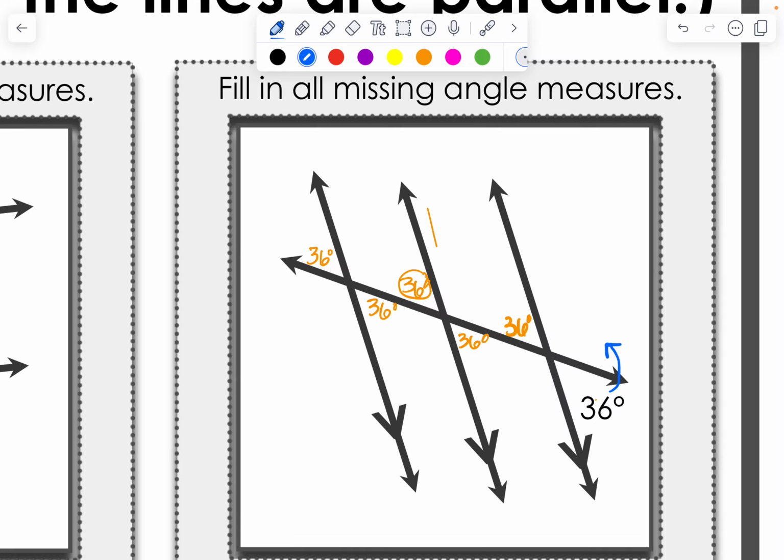And again, we can use a variety of different relationships. I can say those two angles correspond. This one is vertical. But we're using those different relationships to figure out and solve for different angle measures.